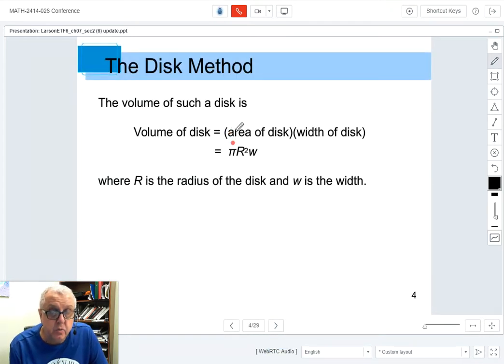All right, and so once again, the volume of the disk is pi r squared times its width. And we're using big R for the radius of the disk instead of smaller.